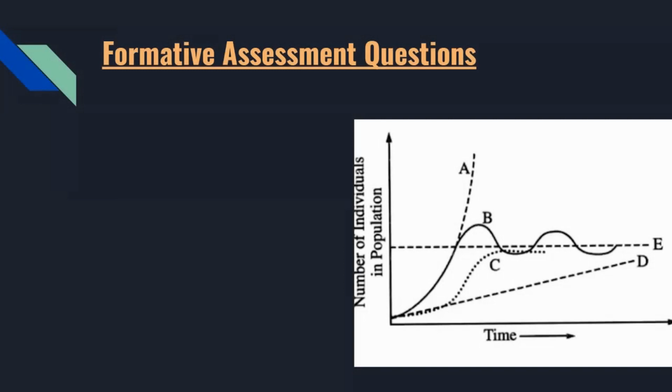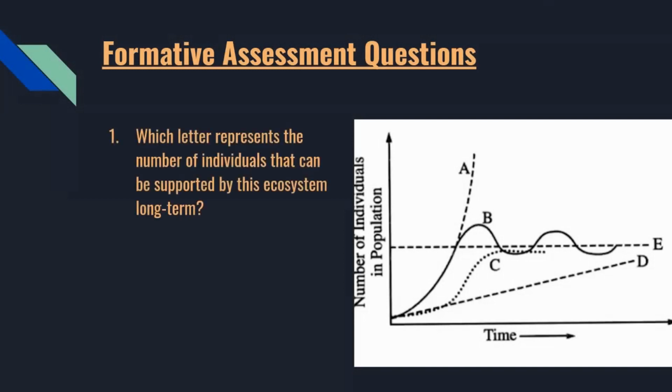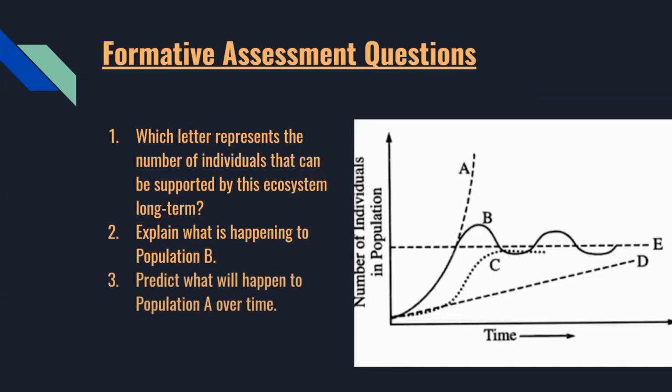Now, to assess to see if you understand carrying capacity and resource availability, the formative assessment questions here will show you if you understand. For question 1, which letter represents the number of individuals that can be supported by this ecosystem long term? For question 2, explain what is happening to population B. And for question 3, look at line A and predict what will happen to that population over time.